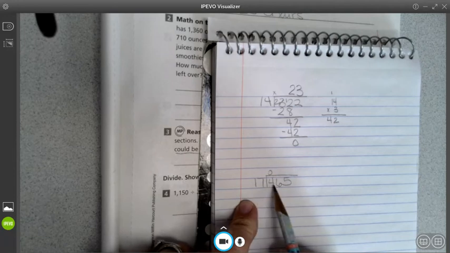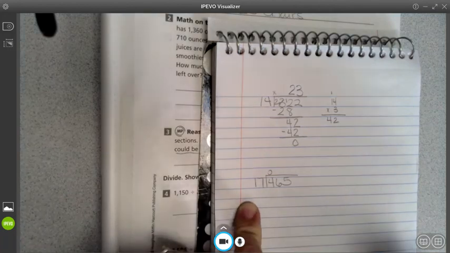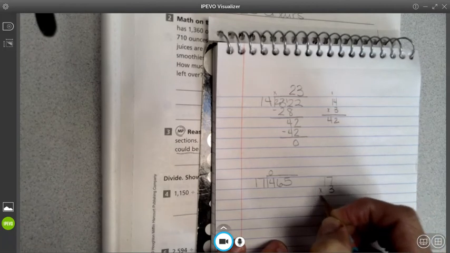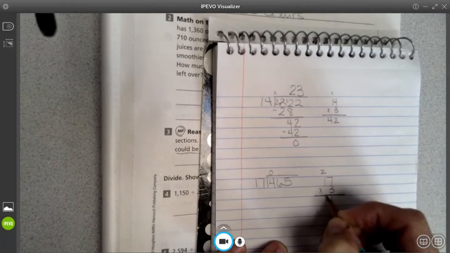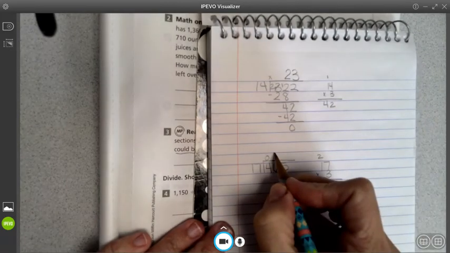4 times 10, actually, looking at that whole number, would get me to 40, but I still have this 7 in the ones place. So I know it's going to be less than 4. I'm going to try 3. 17 times 3, a little guessing and checking. Oh, that's still too much. I'm going to go with 2.